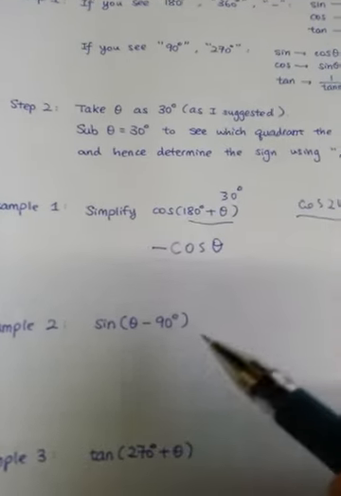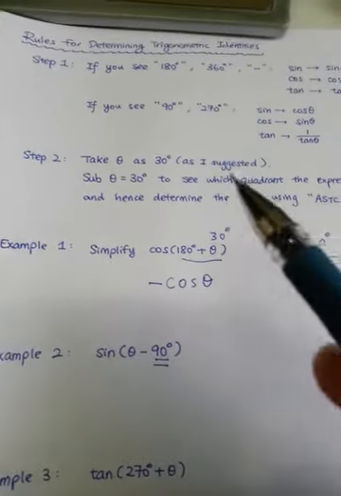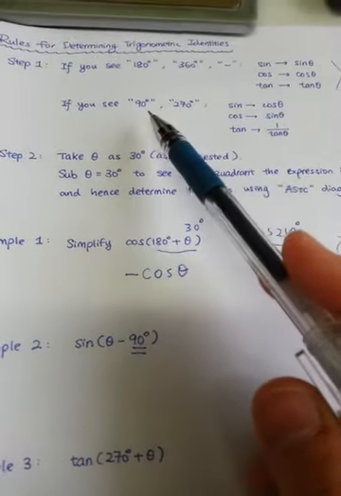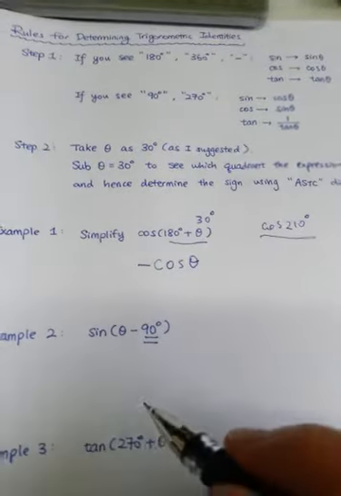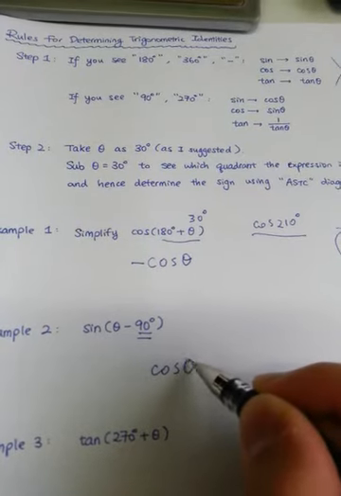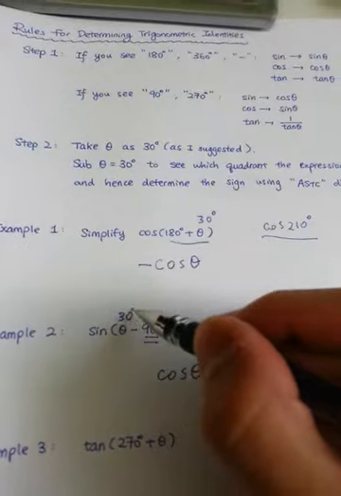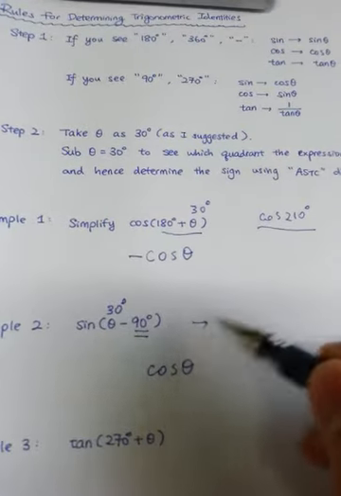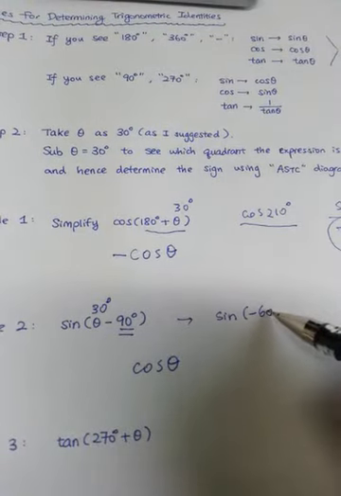Example number 2. You see 90 degree. It means based on step 1, 90, sine becomes cosine. So we write cosine theta here. Whether it is positive or negative, we treat theta as 30 degree. Okay, so we are going to determine this sine negative 60 degree.